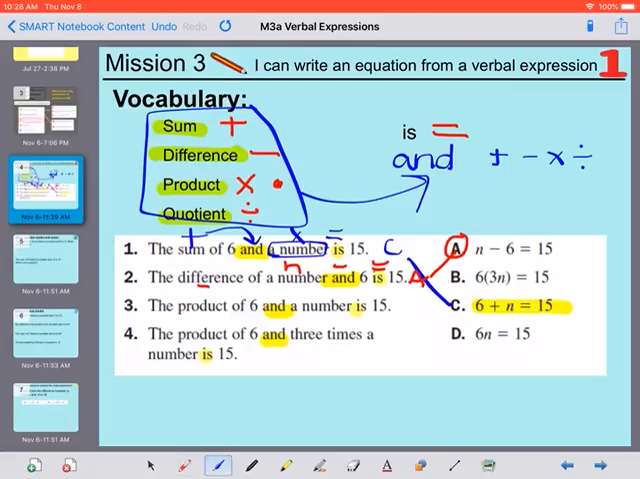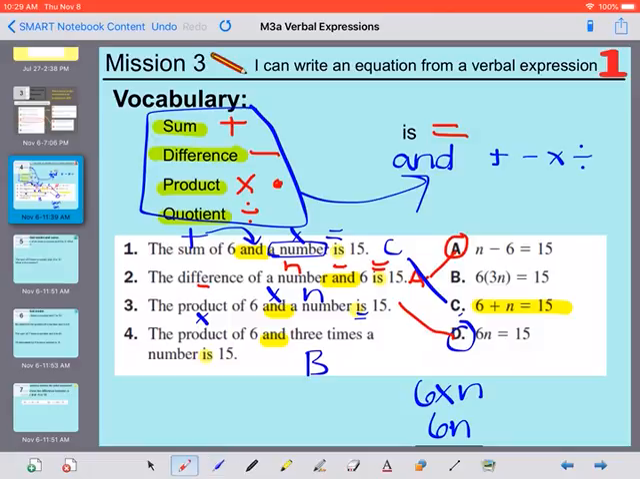Now we have two options left. It says the product, meaning multiply, 6 and a number is equals 15. So we're really multiplying 6 times our number, 6 times n, equal to 15. Well, none of those look like that. However, when we have the 6 and an n next to each other, we know that's multiplication. So instead of writing 6 times n, they just wrote 6n because we know it's multiplied. So that would be answer choice D, right there. And that leaves B left over, so we know this one's B.